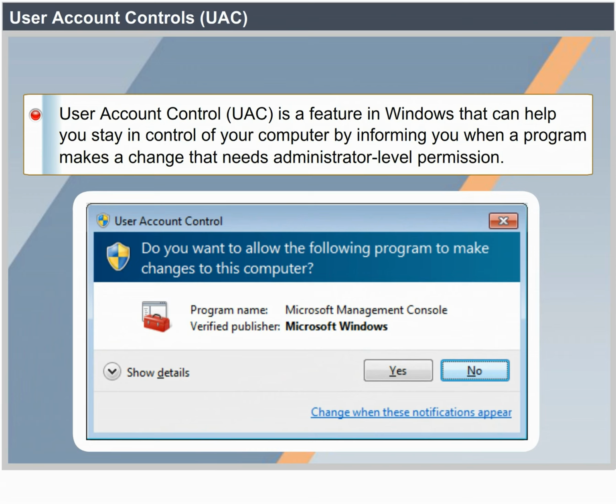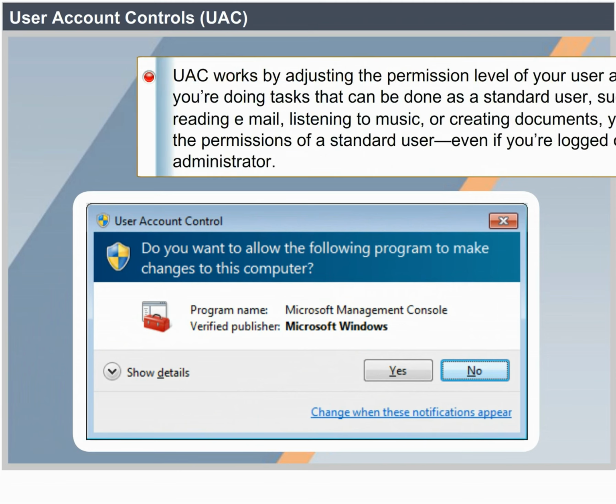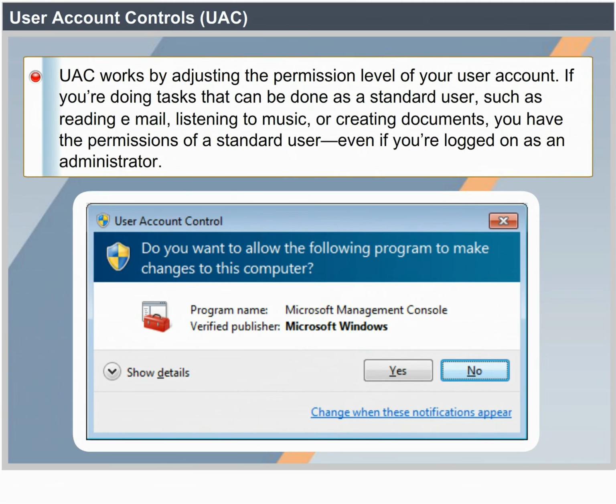If you're doing tasks that can be done as a standard user, such as reading email, listening to music, or creating documents, you have the permissions of a standard user, even if you're logged on as an administrator. When changes are going to be made to your computer that require administrator-level permission, UAC notifies you. If you are an administrator, you can click Yes to continue.